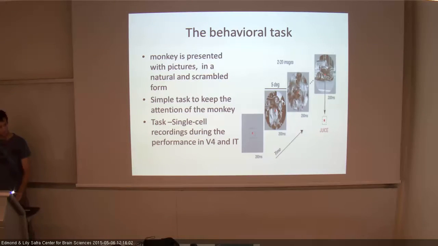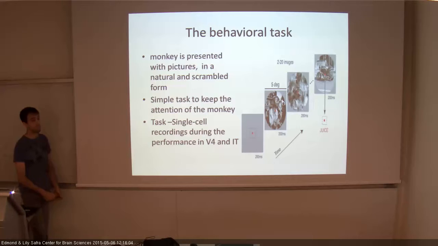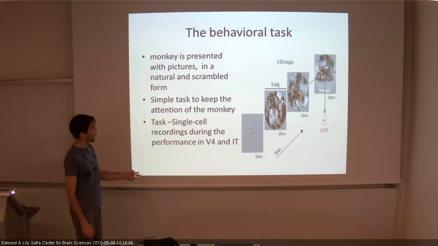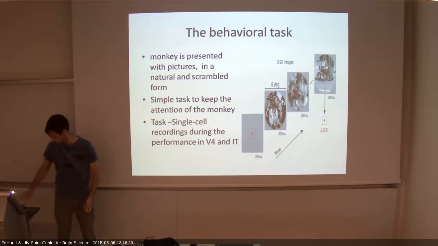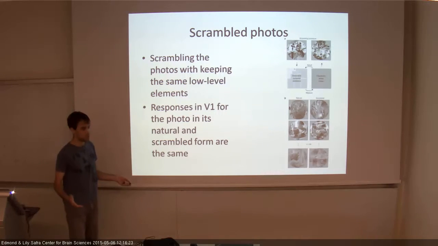In the ventral pathway. Just a random picture. What do you mean by random picture? I don't know, some pictures that they chose. They had a bank of pictures, and these scrambled pictures are actually the same pictures like here. But we'll talk right now about what the scrambled pictures are.